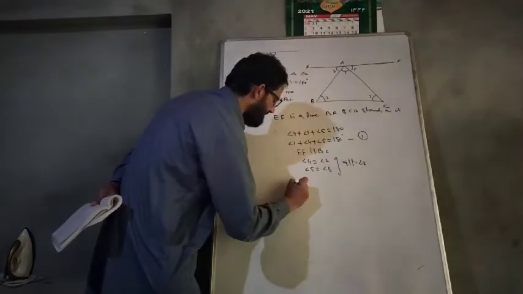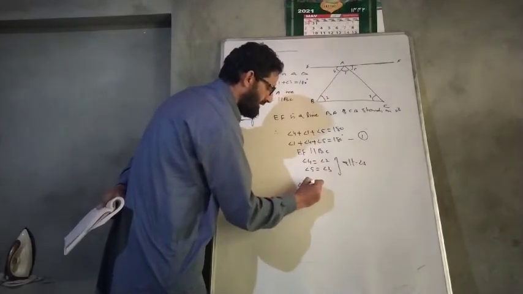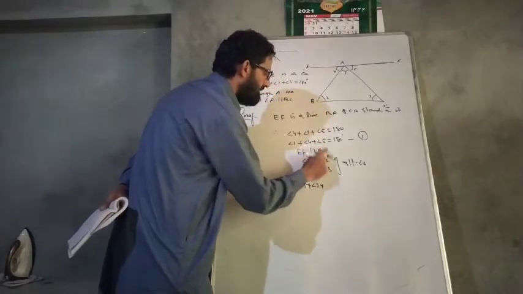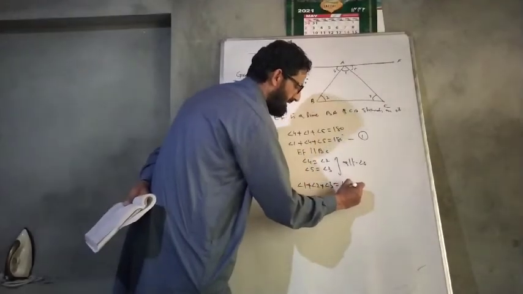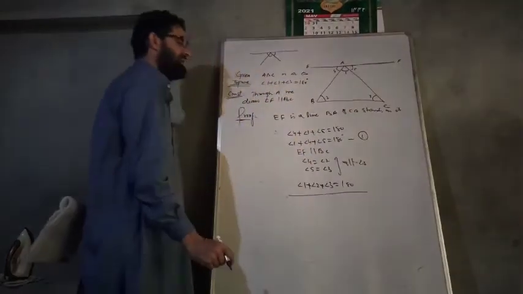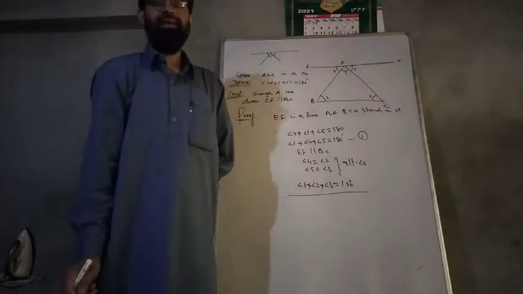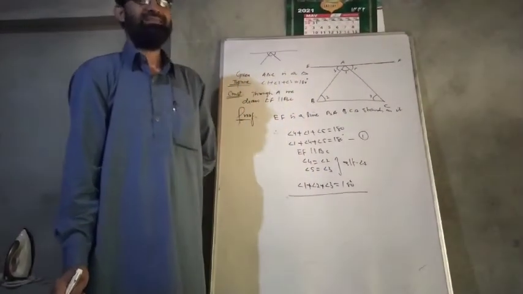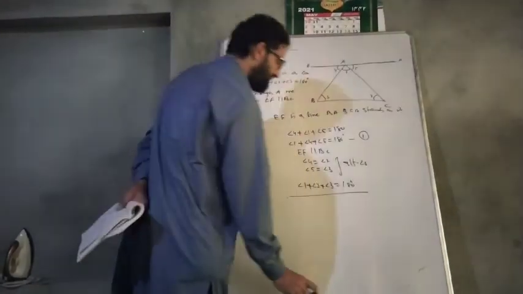This is angle 1 plus angle 4. For angle 4 we write here angle 2 plus angle 5. For angle 5 we write here angle 3 is equal to 180. This was to be proved. A very important question: the sum of angles of a triangle is equal to 180.